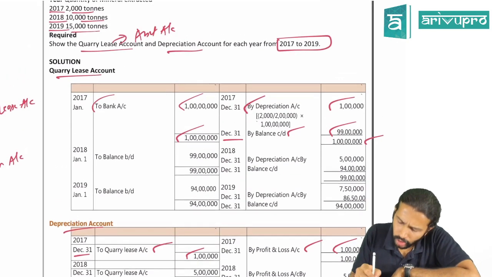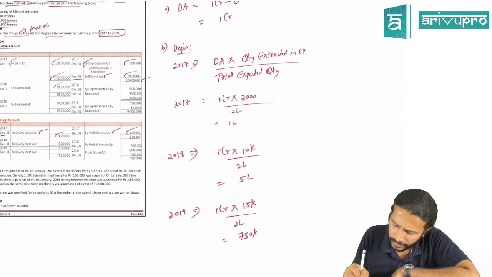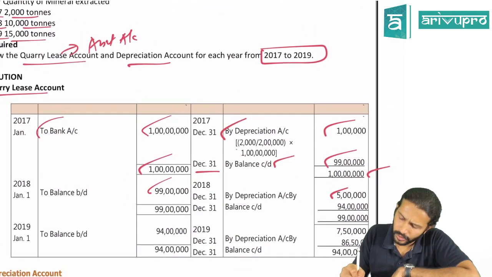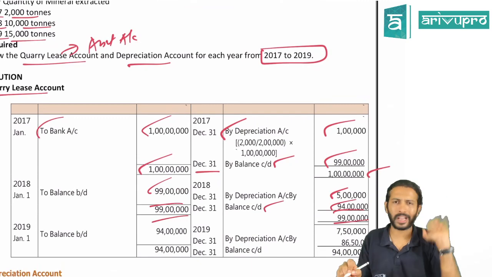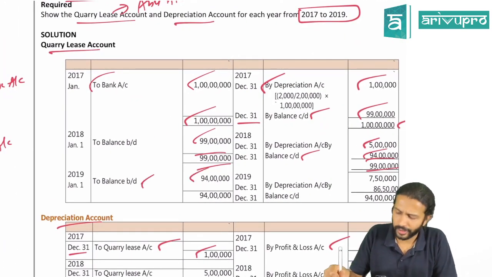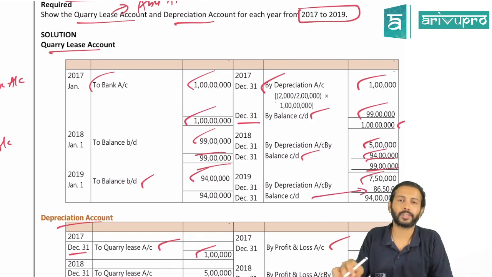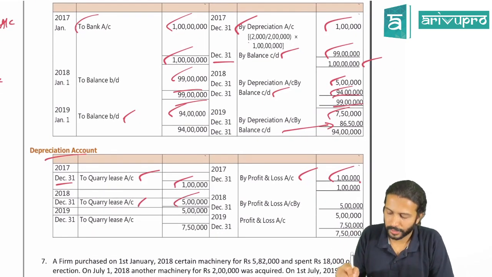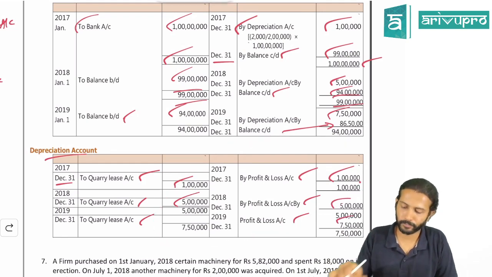Second year, you'll write to balance brought down quarry lease 99 lakh. For the second year, we have calculated depreciation to be 5 lakh. So you'll write by depreciation 5 lakh. Then by balance carried down 94 lakh. So 99 lakh got matched out. Third year, to balance brought down 94. Third year's depreciation is 7,50,000 and then by balance carried down is 86,50,000. This ledger is also finished. Depreciation also the same thing. To quarry by P&L. That's all is the concept.